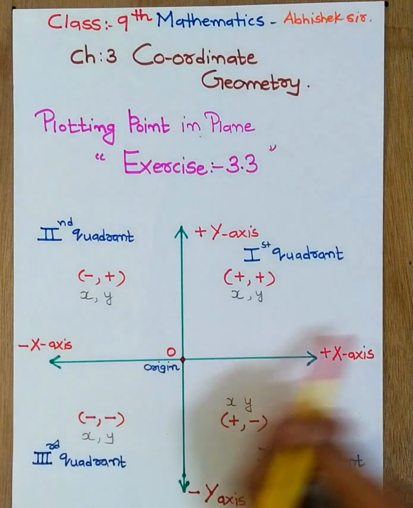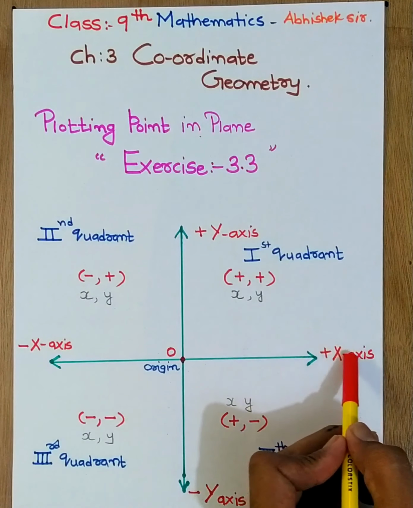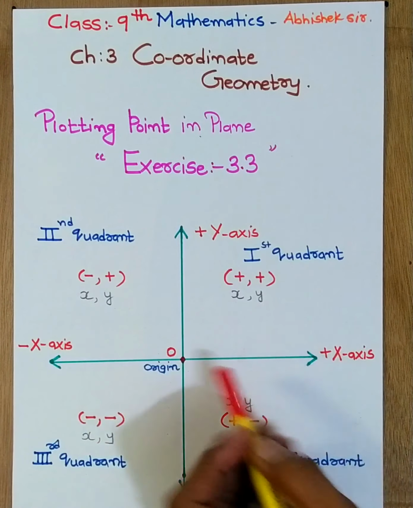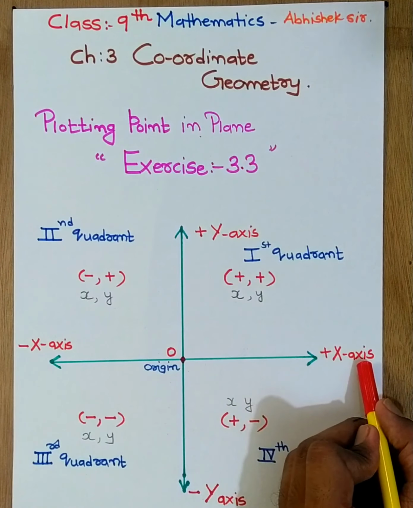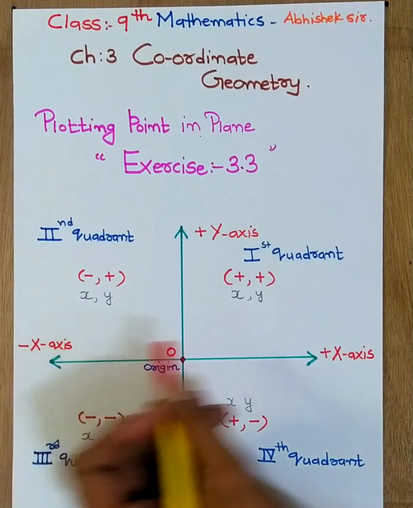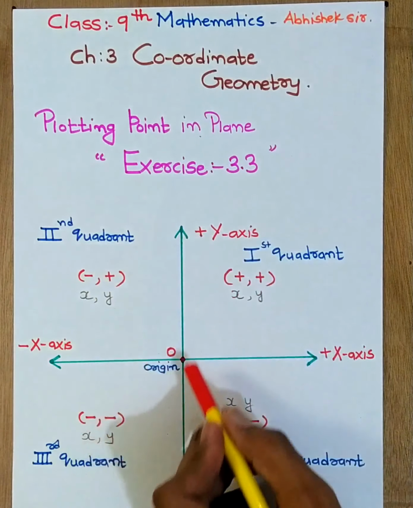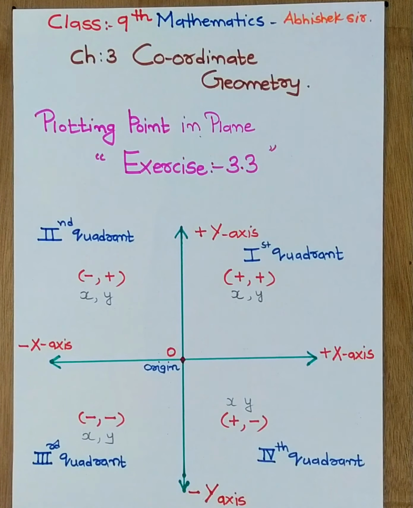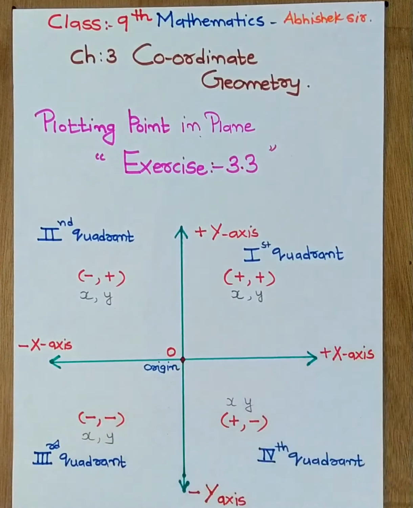The Cartesian plane is divided into two axes and four quadrants, right? The x-axis, over here you can see, on the right side of the origin it is plus x-axis, and minus x-axis lies on the left hand side. On the top of the origin it is positive y-axis, and on the bottom it is negative y-axis, right? Exactly at the center we call this point the origin.